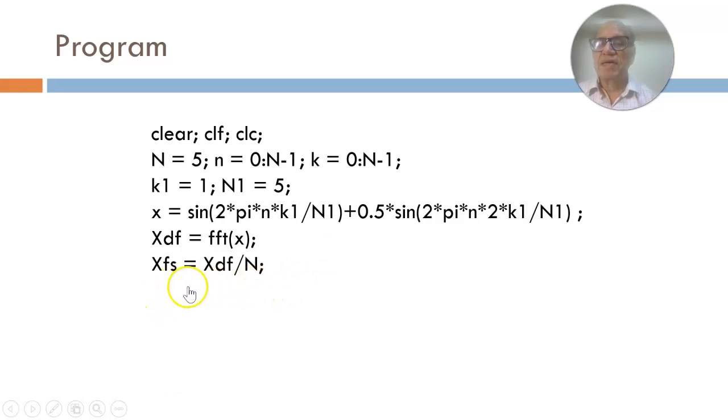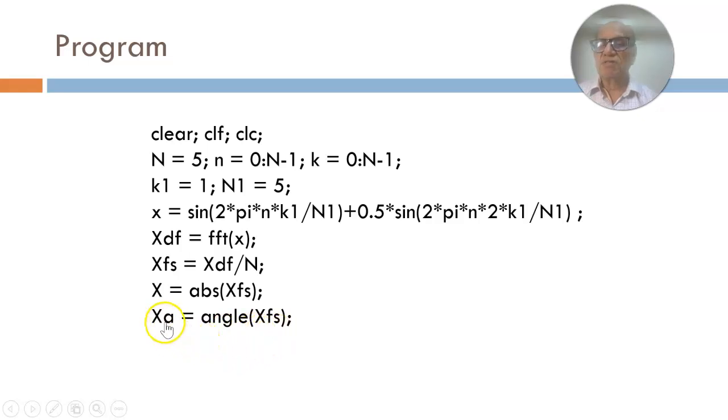Then you divide this by n in order to get the Fourier series coefficients. Then you get the magnitude spectrum by calculating the absolute value of XFS. And then you calculate the phase by using the angle function. So XA equal to angle of XFS.